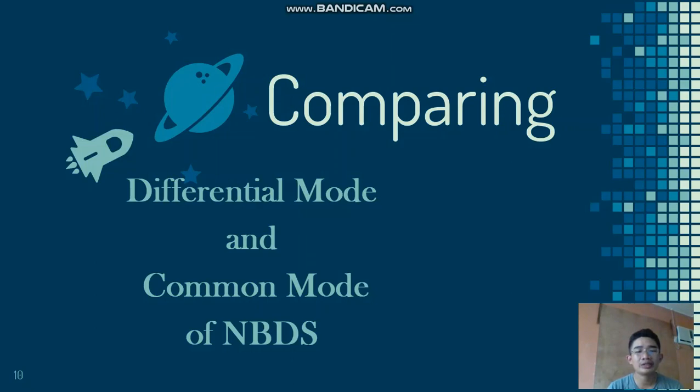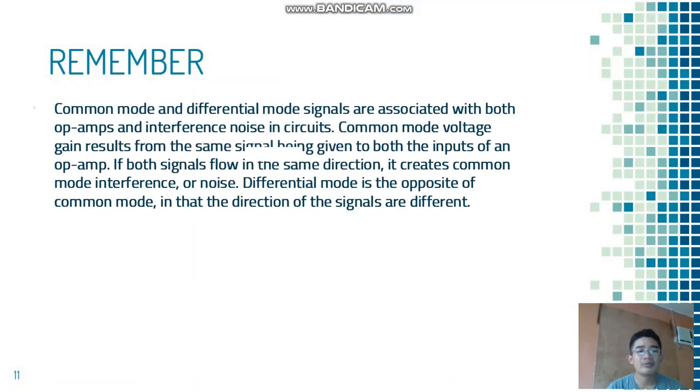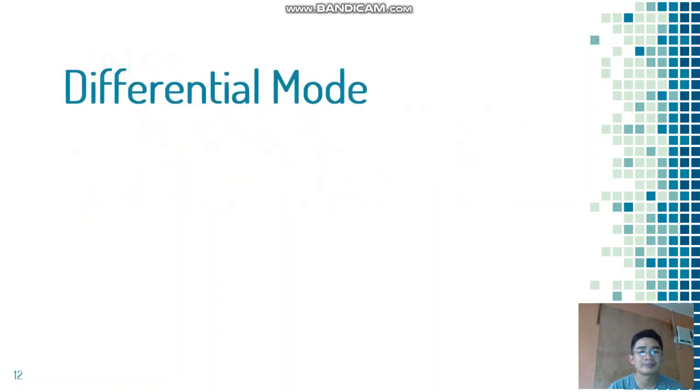Comparing the differential mode and common mode of NBDS. But remember, common mode and differential mode signals are associated with both op-amps and interference noise in circuits. Common mode voltage gain results from the same signal being given to both of the inputs of the op-amp. If both signals flow in the same direction, it creates common mode interference and noise. Differential mode is the opposite of common mode, and the directions of the signals are different.